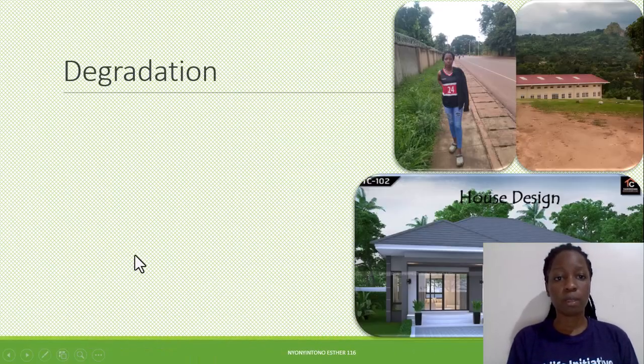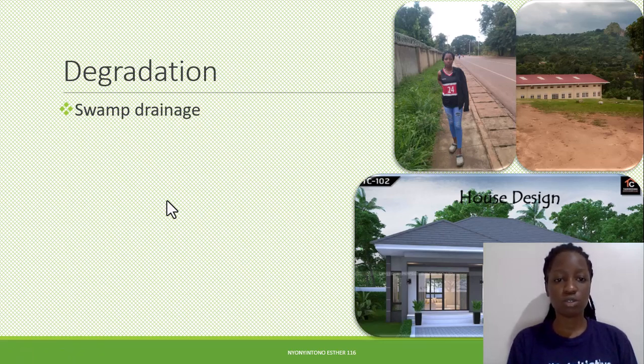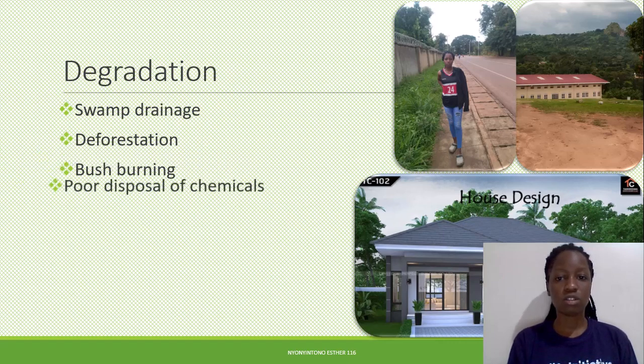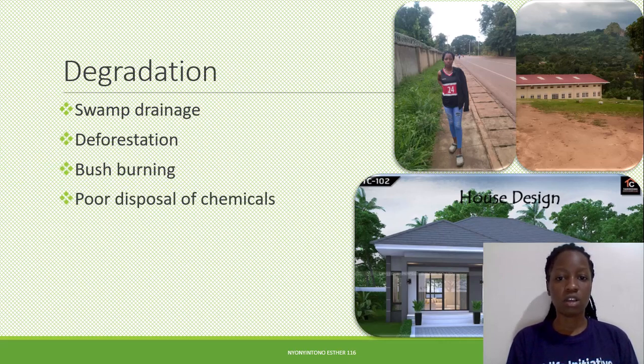So we see degradation. Degradation is lowering the quality of the environment. So we see how to degrade. So this is how you may be doing it and you don't know that you're doing it. Once you start to drain swamps, you're degrading the environment, you're lowering its quality, and that's what we don't want. Deforestation, that's cutting down of trees. Once you start to cut down trees massively and you're not replacing, that's deforestation, and that's degradation.